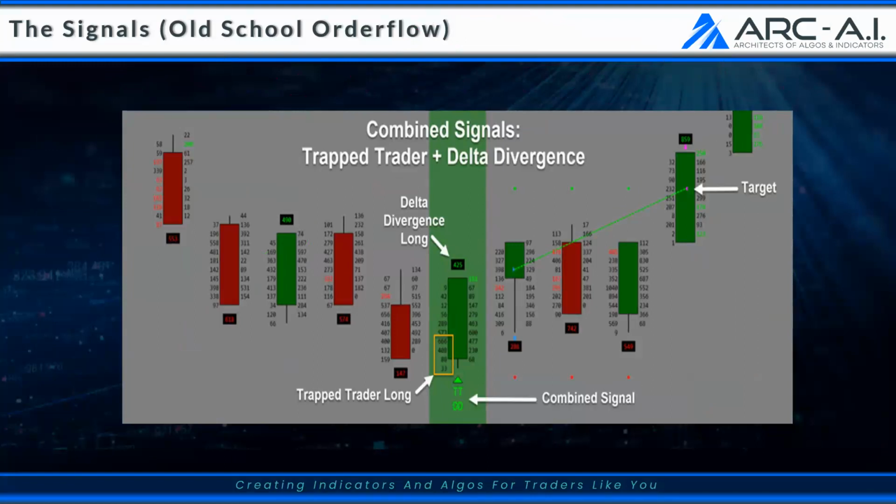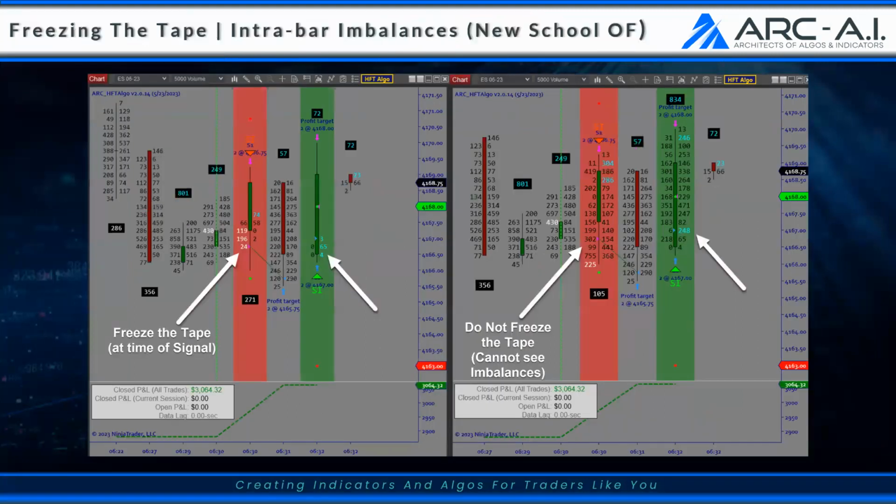Of course, you can combine signals, you know, trap trader, delta divergence, stacked imbalances. You can look to combine different signals in order flow. But the real magic in this particular algo is that you can trade intra-bar. And you say, what do you mean, intra-bar? So what happens is, instead of waiting for the candle to close, if we look right here, there's a couple things. So let's look at the sell order. The algo put in a sell order right here, got into the market right here.